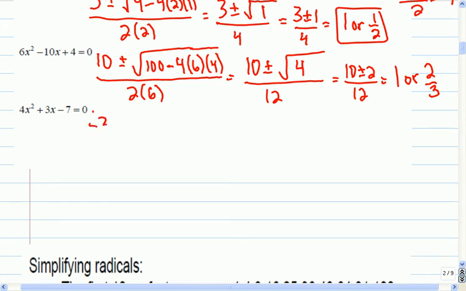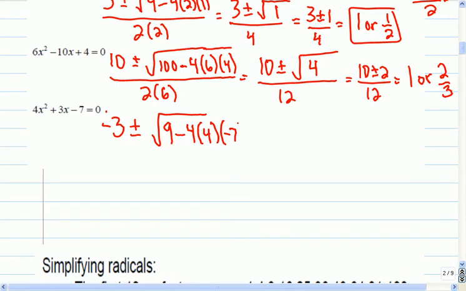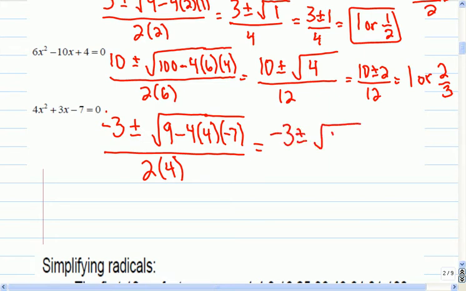Negative b will be negative 3 plus or minus the square root of 9 minus 4 times 4 times negative 7. Oops. And we divide it all by 2a, which is 2 times 4. So that's going to give me 16 times 7, negative 3 plus or minus square root 121 all over 8.